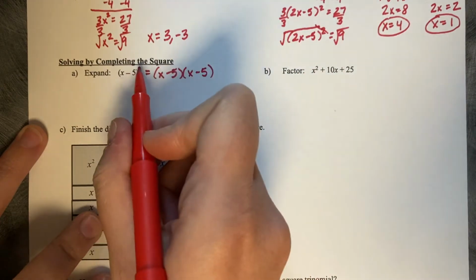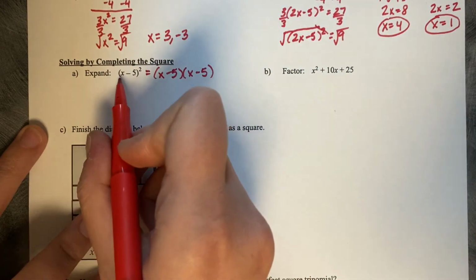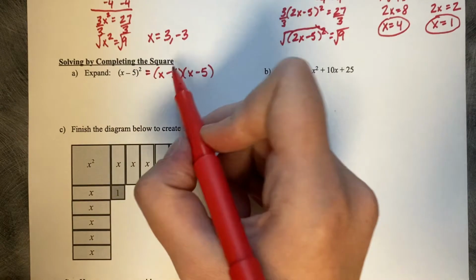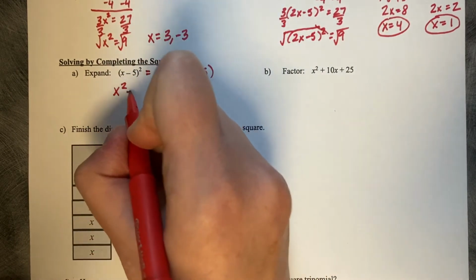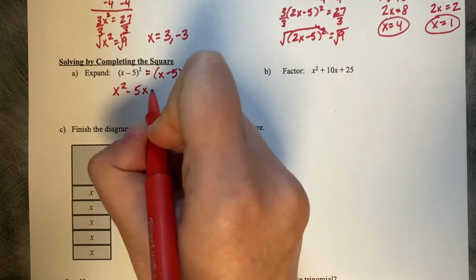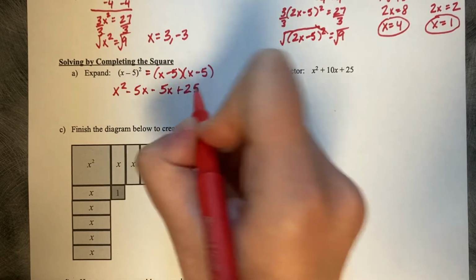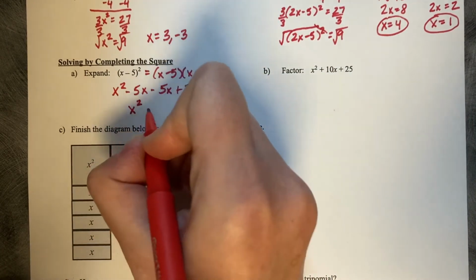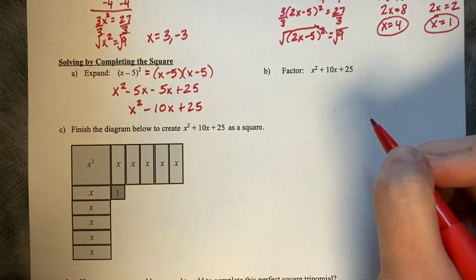A common thing that I see students try to do is distribute that square and say that it's x squared plus 25, which is not correct. You're missing your middle term. So x times x is x squared, negative 5 times x is negative 5x, negative 5 times x is negative 5x, and negative 5 times negative 5 is a positive 25. So the correct answer to this problem would be x squared minus 10x plus 25.